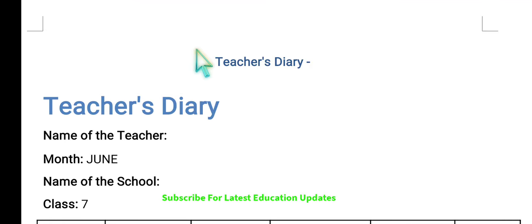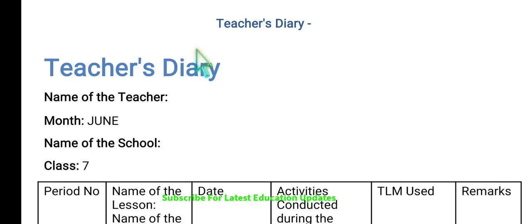So dear viewers, look at the screen here. Teacher's diary, name of the teacher, month. As you all noted, for class 7 to class 10 we started the syllabus right from the reopening of the schools, so we can say June and July. It can be divided like that as per the academic syllabus. In the case of class 6, as the readiness program is in progress, we may do the diary entry a little later, after formative assessment 1.